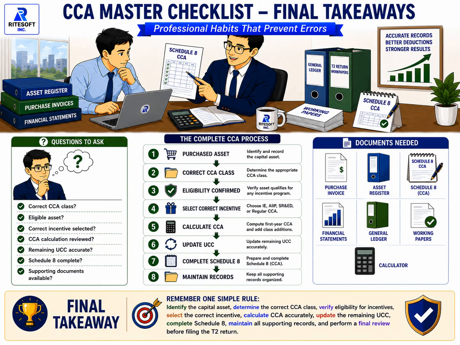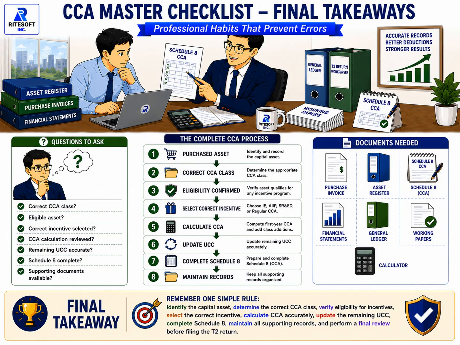Once the calculations are complete, prepare Schedule 8. Review the schedule carefully to ensure that every figure agrees with the supporting calculations and the corporation's accounting records. Finally, maintain complete supporting documentation. Keep purchase invoices, the fixed asset register, Schedule 8, financial statements, the general ledger, calculators, and working papers organized and available to support every capital cost allowance claim.